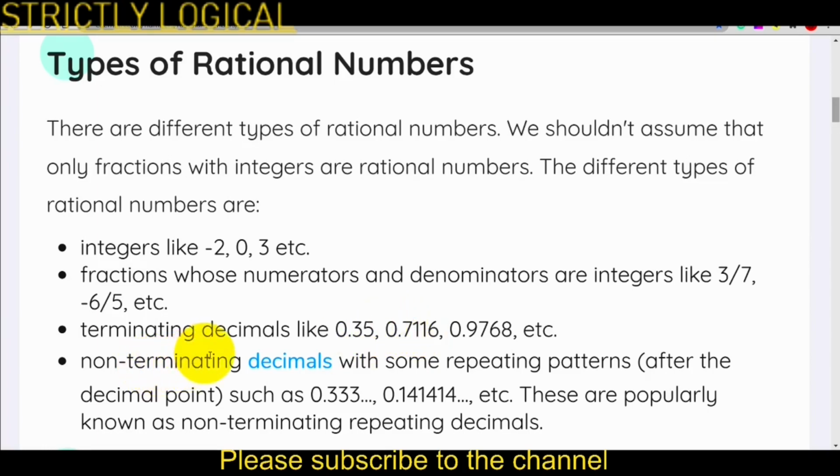While non-terminating decimals are those decimals that contain a non-finite number of digits after the decimal point. You can see the examples here. In this case, we have non-terminating decimals, but we have repeating patterns of the digit. This 3 is repeating again and again. That's why all non-terminating decimals with repeating patterns are also rational numbers. 0.141414, etc. All these are non-terminating repeating decimals, and that's why these are all rational numbers.